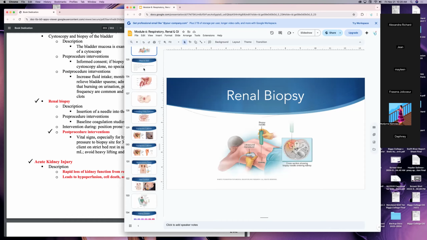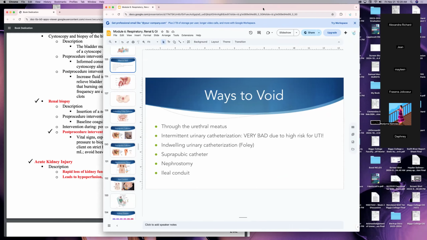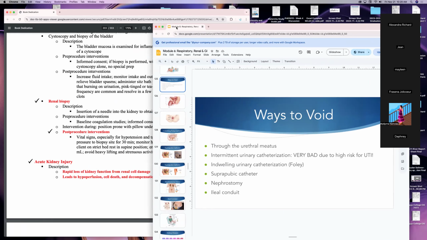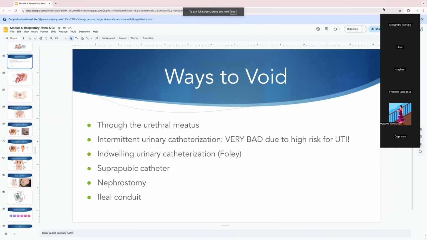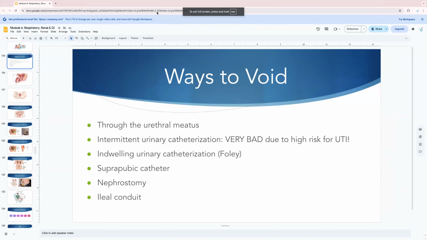Now we're going to talk about different ways to void. So here are the different ways to void. You can void the natural way, which is through your urethral meatus. You can use intermittent urinary catheterization, indwelling urinary catheterization, suprapubic catheter, nephrostomy tubes, or ileal conduits. So let's take a look.